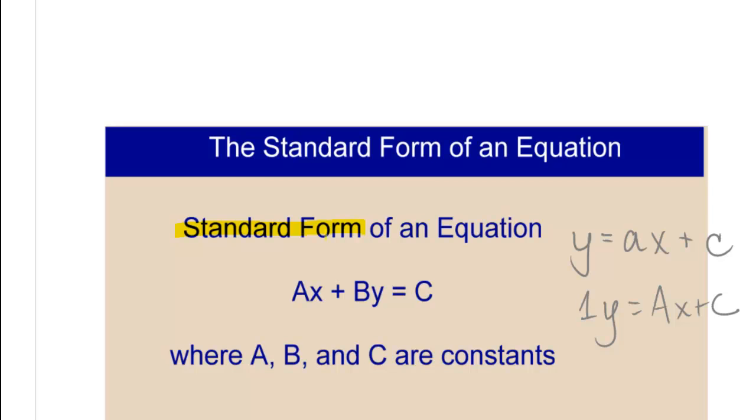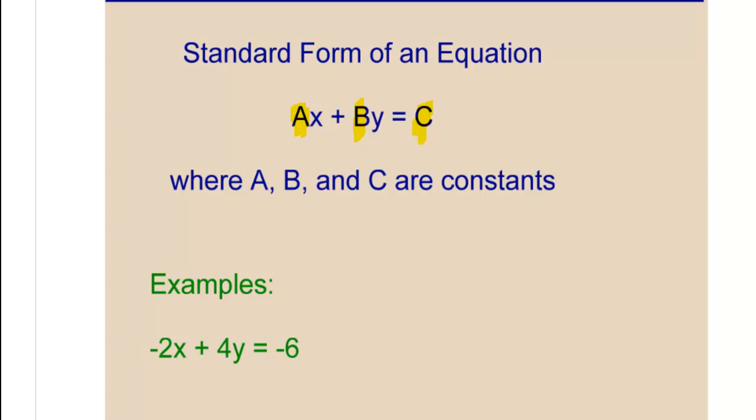Standard form of an equation is where the term with your x is added to the term with your y on the left-hand side, and then the constant is by itself on the right-hand side. In the standard form of an equation, ax plus by equals c, a, b, and c are all constants, or specifically a is a coefficient, b is a coefficient, and c is a constant.